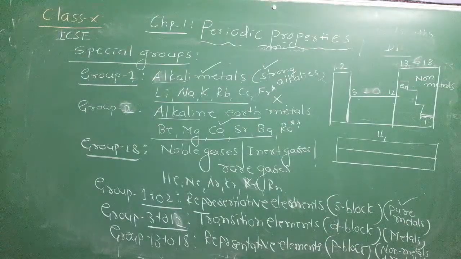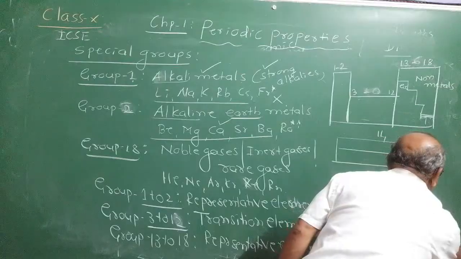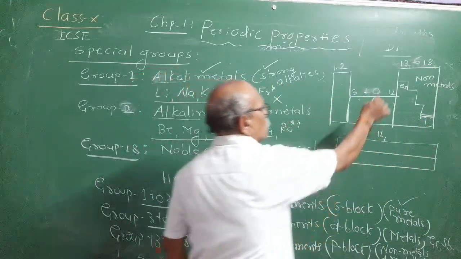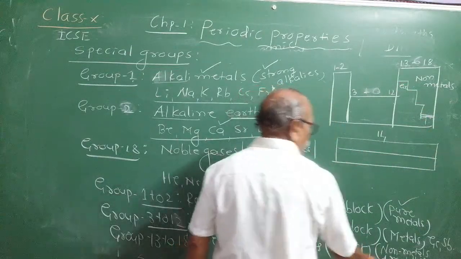Some elements very close to it, like germanium, antimony, Sb. So they will have both metallic as well as non-metallic properties. Very close to the zigzag line you can observe in the modern periodic table. They are called as metalloids.